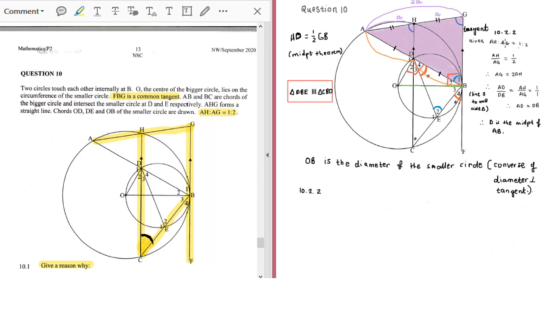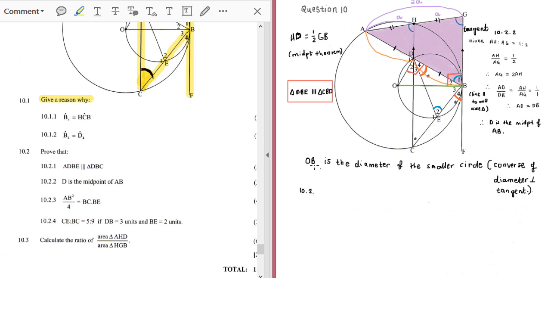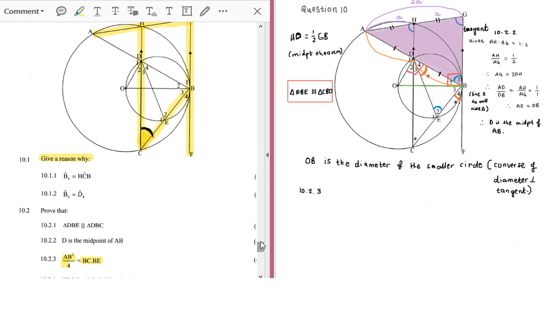So that was question 10.2.2 that we did in the beginning through analyzing the diagram. Now on to question 10.2.3. It says prove that AB squared over 4 is equal to BC times BE. So let's use this diagram to identify these things.